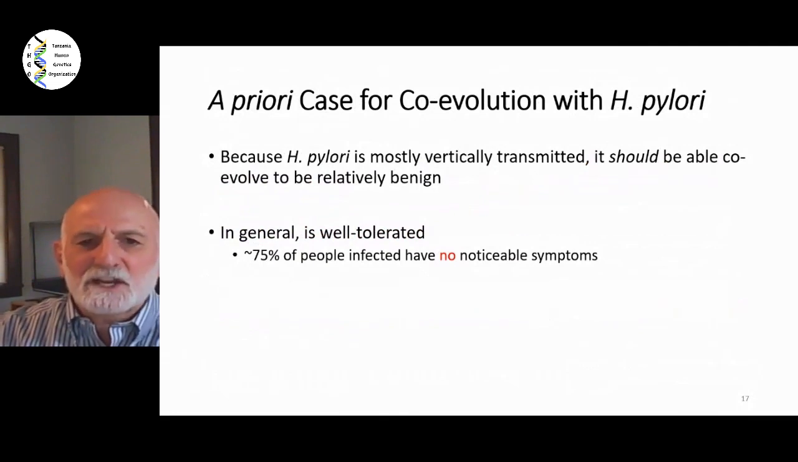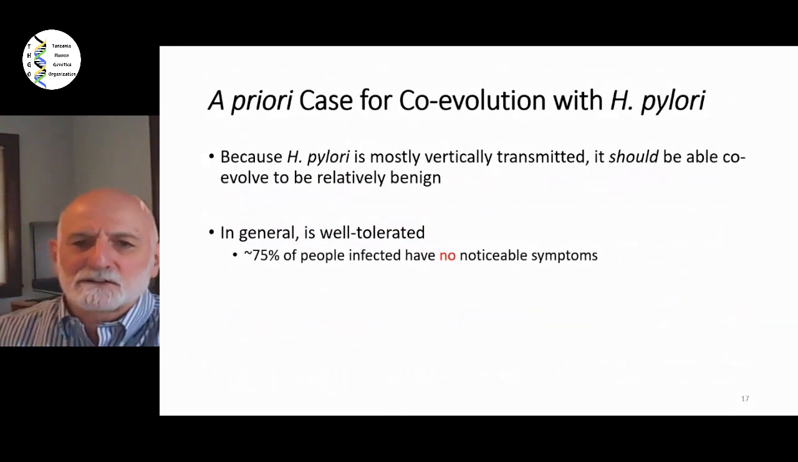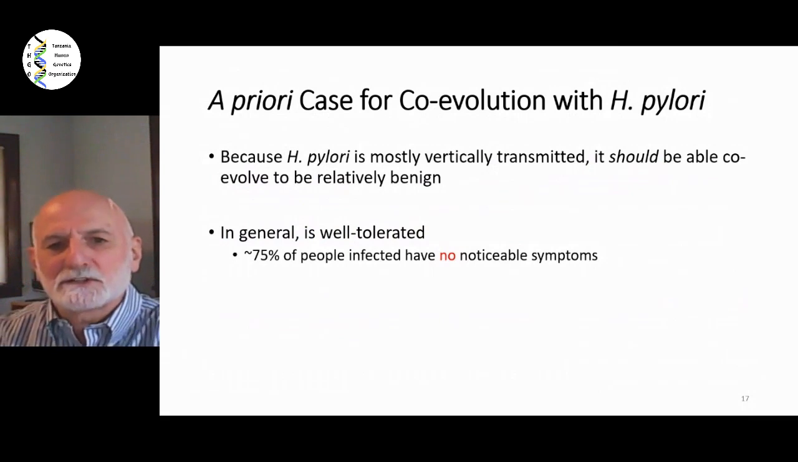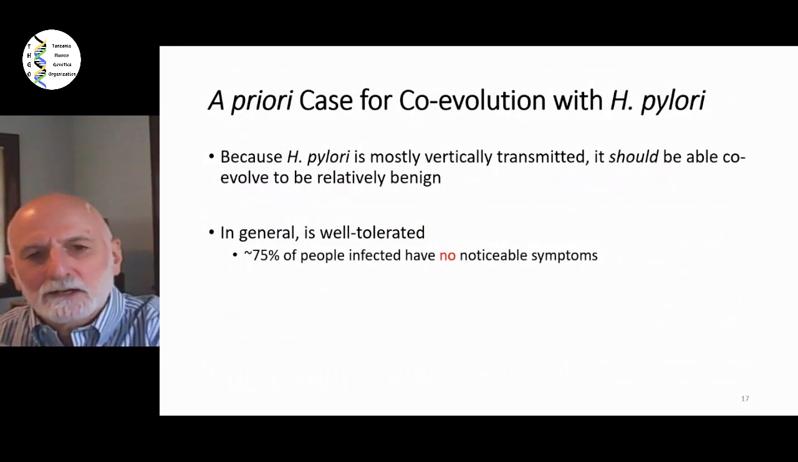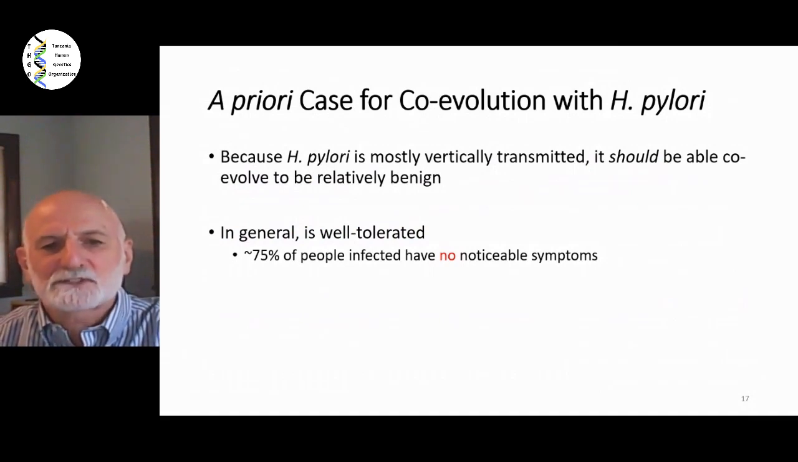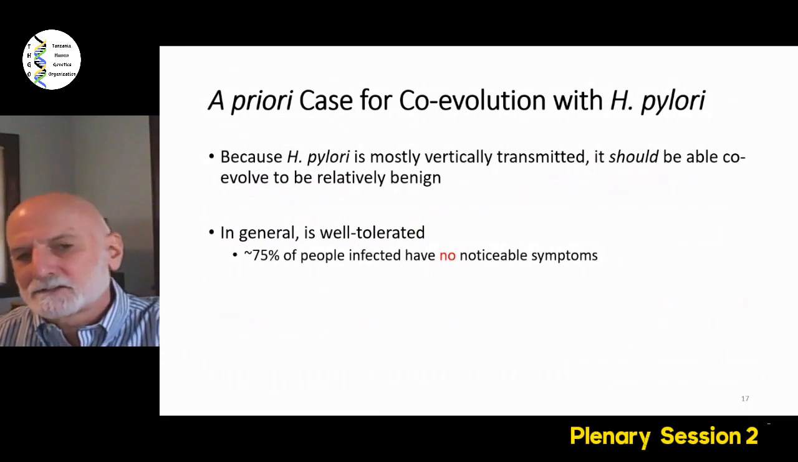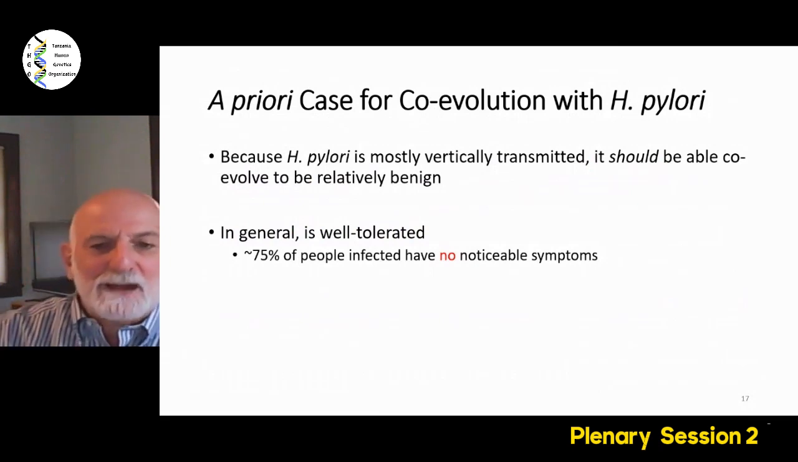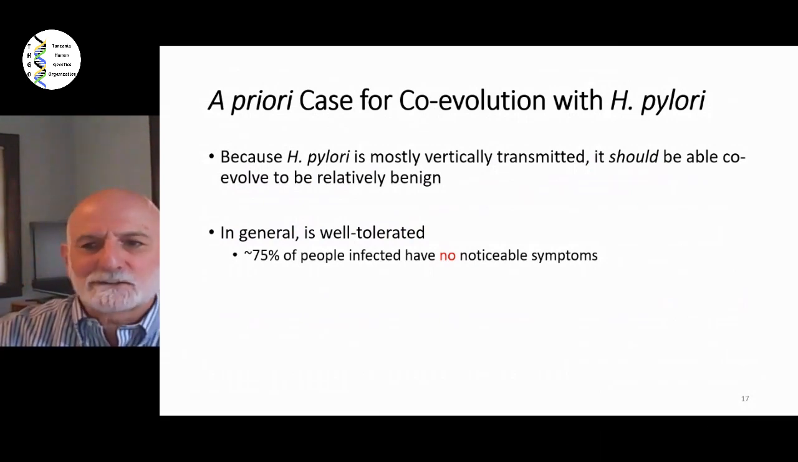So because H. pylori is vertically transmitted, so basically you're inheriting the strain that your mother had, who inherited the strain that her mother had, and so on, there should be this ability to co-adapt to each other. And the other thing is that H. pylori is pretty well tolerated. About 75% of the people who are infected, so that's 30% of the world's population, have no noticeable symptoms, despite the fact that they have an ongoing infection.